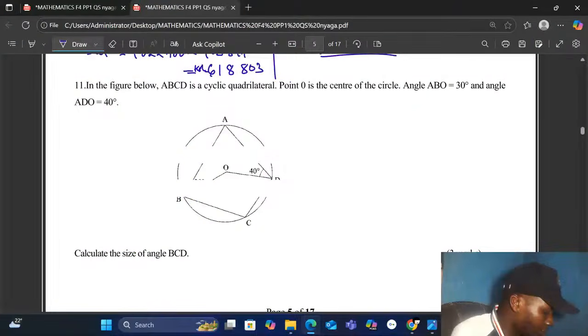Cyclic quadrilateral. Point O is the center of the circle. Angle ADO is 30 degrees and angle ADO is 40 degrees. It's not very clear. I think this is how it looks.